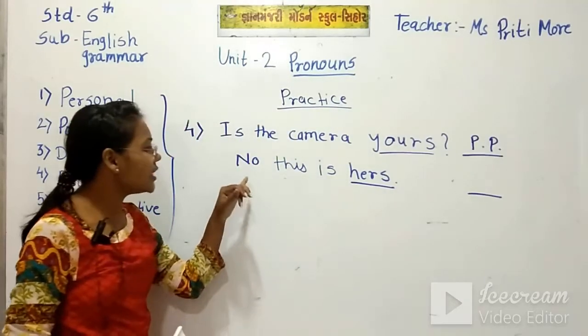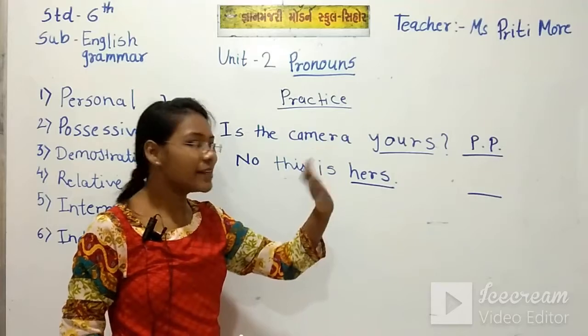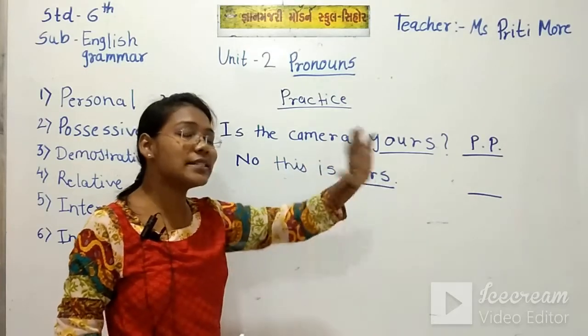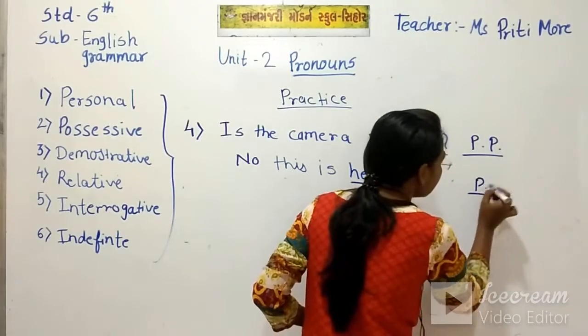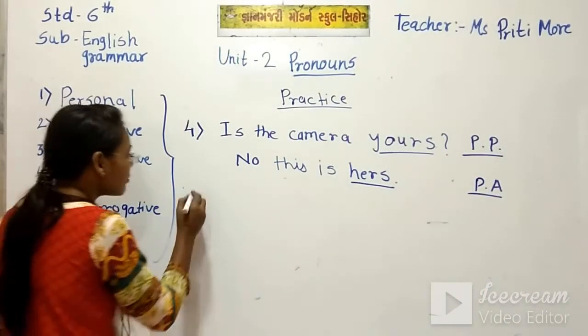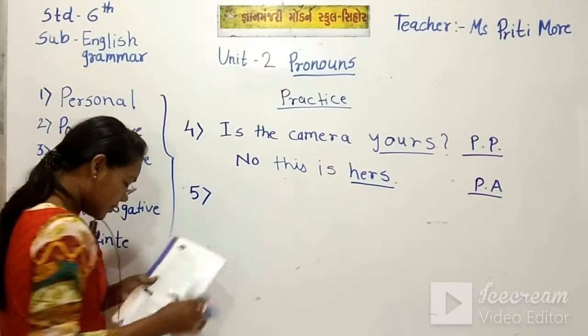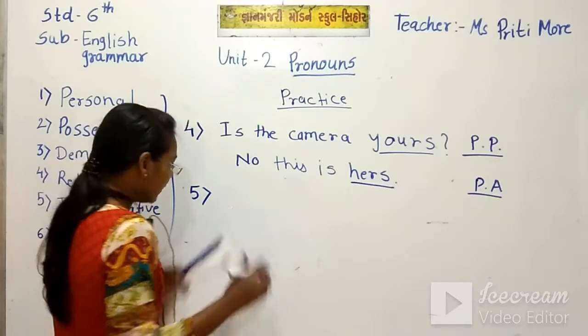Now see the next. No, this is hers. This is of the third person. It's not mine. It's not yours. It is hers. So this is possessive adjective. Right? Now see the fifth sentence. My bag is lying over there.